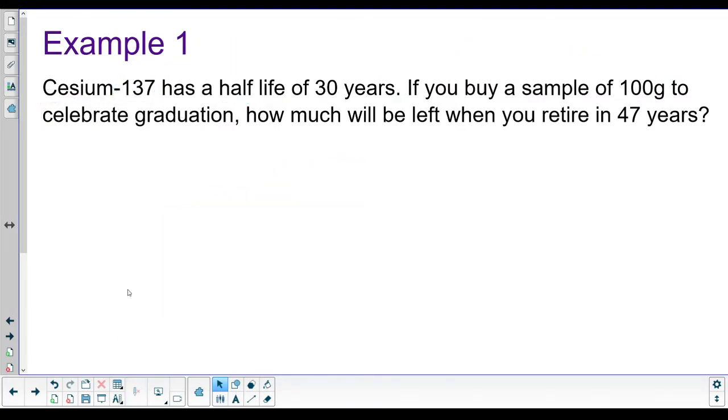It doesn't matter for the problem, but I just think it's interesting. So we've got some cesium-137 that has a half-life of 30 years. If you buy a sample of 100 grams for yourself, grams, Spartan, what else are we measuring, grams? You guys are immature. As a graduation present, how much will be left when you retire in 47 years?